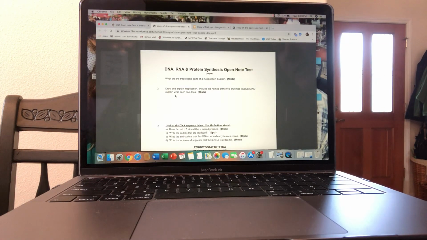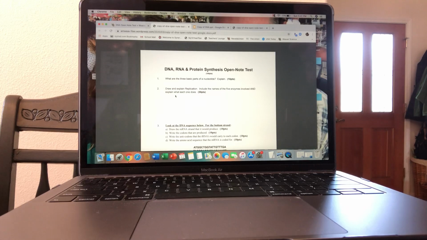The reason I say that is because number two says draw and explain replication, and you need to include the 5 enzymes. So there is some drawing as well as explanation. You could, number one, print this test out and do all the work on these pages. And then, please take pictures of your answers on this open note test and email me those pictures, which would give me something concrete that I could grade, and I could put a score in the grade book.